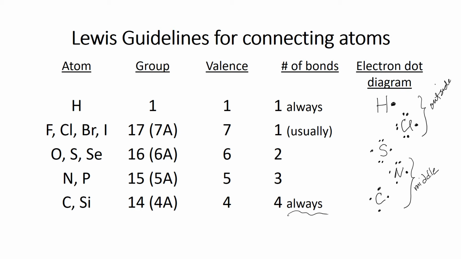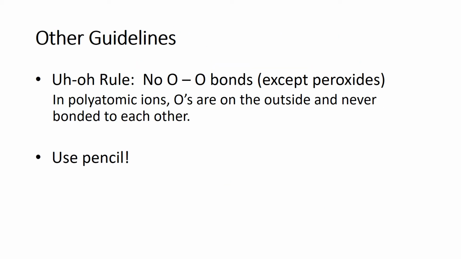Okay, so those are the guidelines. This slide has some additional guidelines. There's a rule which I call the uh-oh rule, because if you draw two O's connected to each other, you say, uh-oh, it's wrong. The exception being peroxides. An O-O bond is a peroxide bond. So what that means is when you're drawing polyatomic ions or something like SO2, the O's are on the outside and they're never bonded to each other. So when you draw them bonded together, you say, uh-oh, it's wrong. And the other important guideline is to use pencil, because you're going to want to be able to erase as we move electrons around.